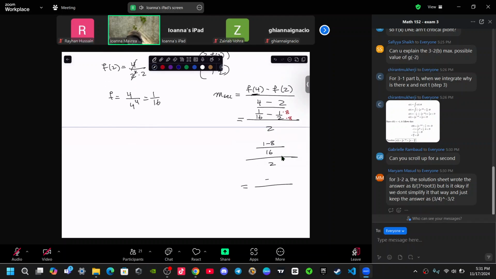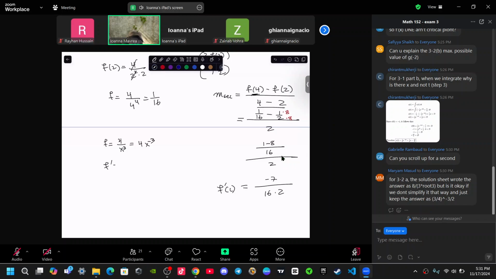So this is going to be equal to negative 7, 16 times 2. And this is equal to the derivative at some particular x, at least one of them. It could be more than one. So I need to find the derivative. Again, the function was 4 over x to the third. I'm about to take a derivative, so I'm going to write it this way.